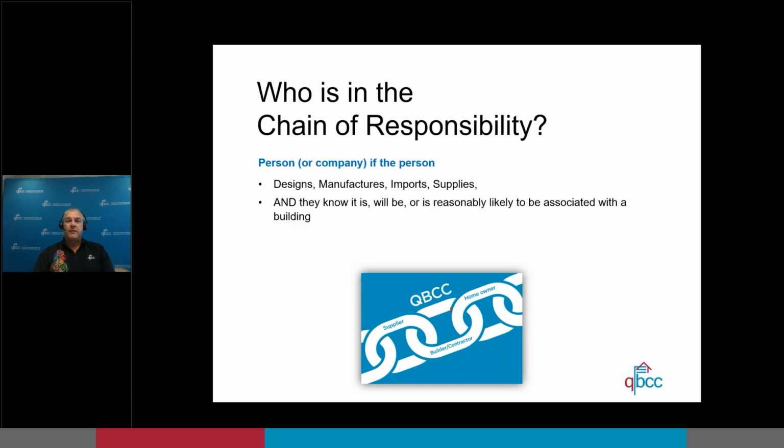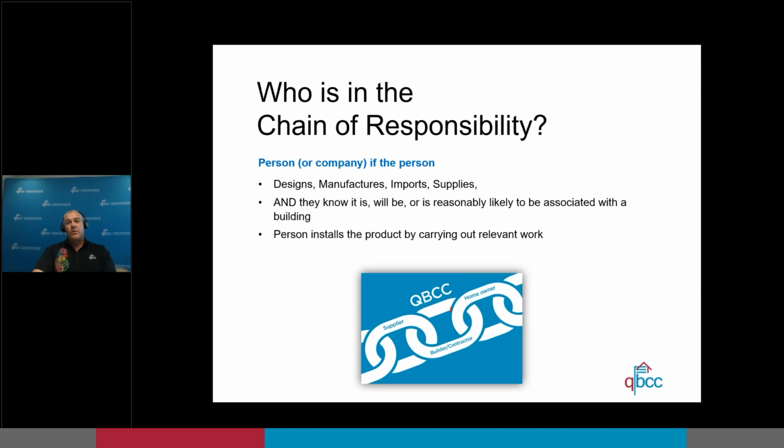Here's the bit that they've got to know. They've got to know or ought to know that it's reasonably likely to be associated with the building. So obviously, kitchen tapware that someone's brought overseas, kitchen tapware goes in the kitchen, which is in a building. So you reasonably know that that's going to go in the building. Someone's advertising a cladding to go on a building and or is offering it for supply because they got it cheap from overseas, or they got seconds and they're offering it to sell it. They know that's going to end up on a building.